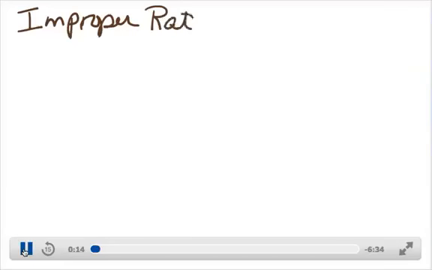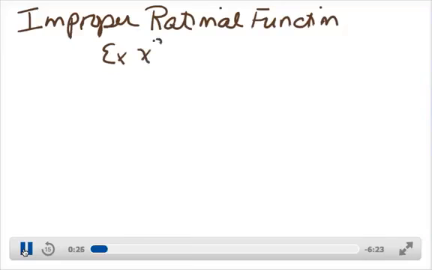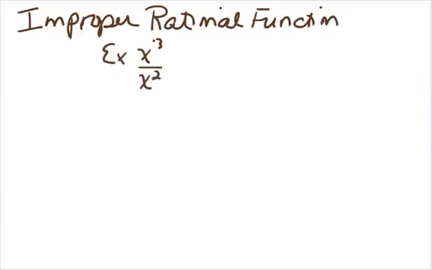We're wrapping up the discussion on partial fraction decompositions with improper rational functions. And recall what an improper rational function looks like. It's when the power of the numerator is greater than or equal to the power of the denominator. So an example of that would be x cubed over x squared. This is improper because the power of 3 is greater than the power of 2. Just like a number, right? That's an improper fraction. So we're going to use long division.